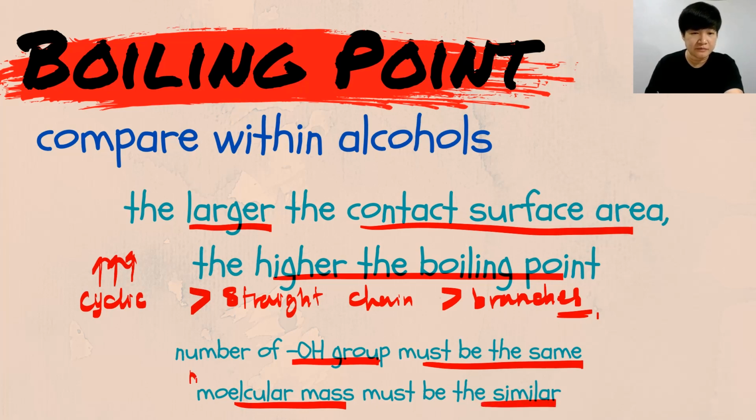Typo here. Alright, so the molecular mass must be similar and the OH group must be the same, then only can we discuss the contact surface area. Alright, simple. So remember the three factors, okay?